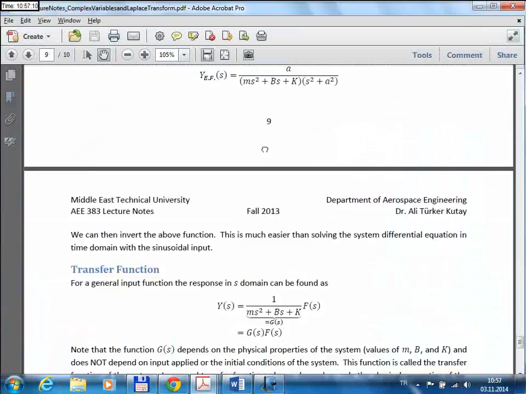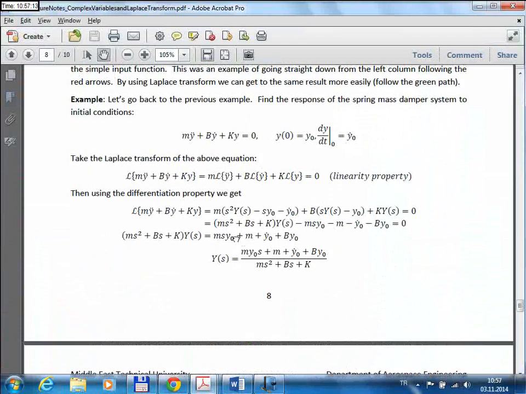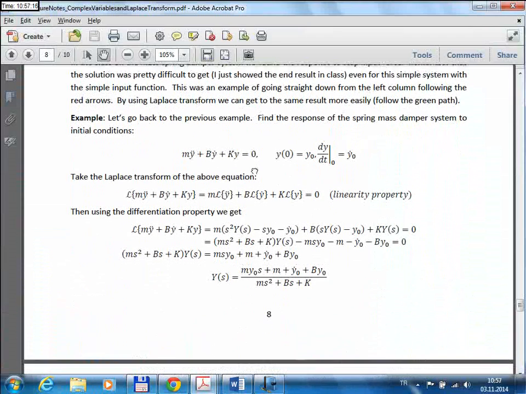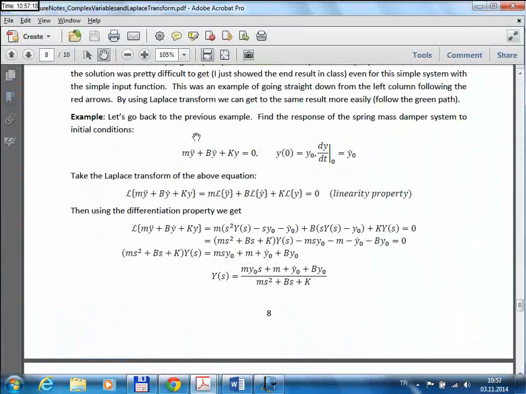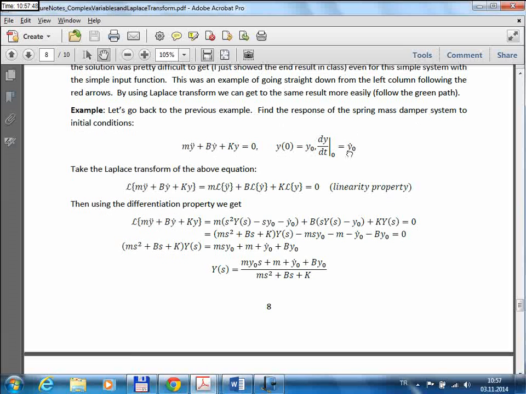Okay, so we have still some materials here, so we can continue from this file. Let's see how we do that on our simple example. Remember, this was the spring mass damper example, for which we have this second order ordinary differential equation. We're starting with finding the response to initial conditions. On the right hand side we have 0, which means there's no external input applied to the system. And we have these initial conditions. The initial position is y0, and the system is released with an initial speed of y0 dot.